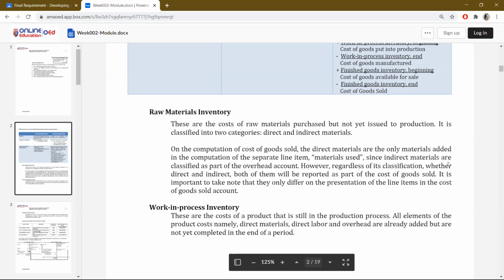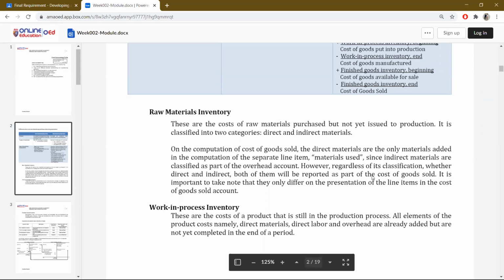Since indirect materials are classified as part of the overhead account, right? We have already discussed that indirect materials and indirect labor are part of the overhead account. However, regardless of its classification, whether direct or indirect, both of them will be reported as part of the cost of goods sold. It is important to take note that they only differ in the presentation of the line items in the cost of goods sold account. Okay.